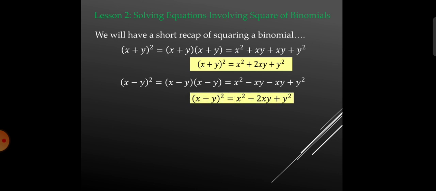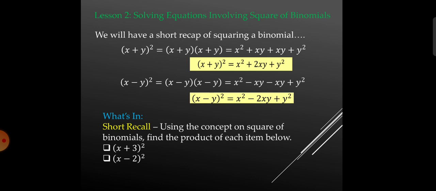So, when we square a difference of a binomial x minus y, the result is x squared minus 2xy plus y squared. Why minus 2xy? Because of the two negative terms above: negative xy, negative xy. Okay?